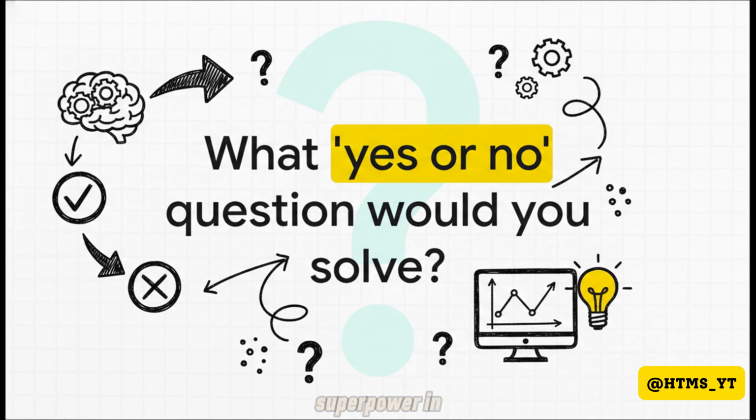So I'm going to leave you with a question. Now that you have this new superpower in your toolkit, this ability to teach a machine how to answer a yes or no question, what problem in your world would you solve with it? What's the big question you'd want to tackle first?